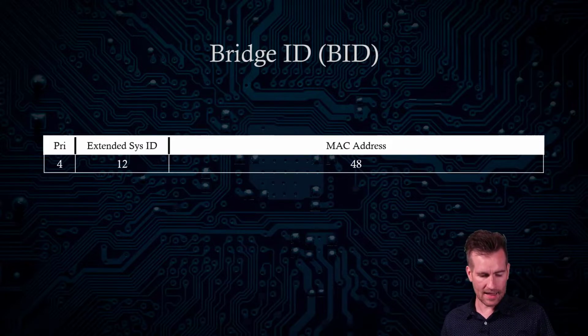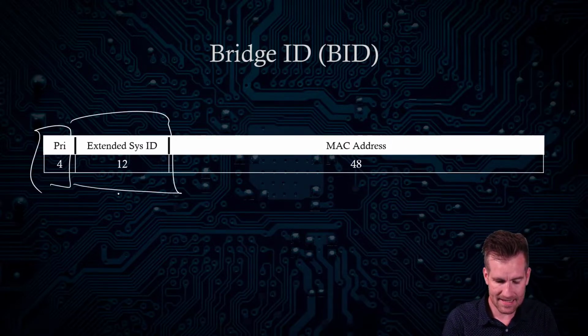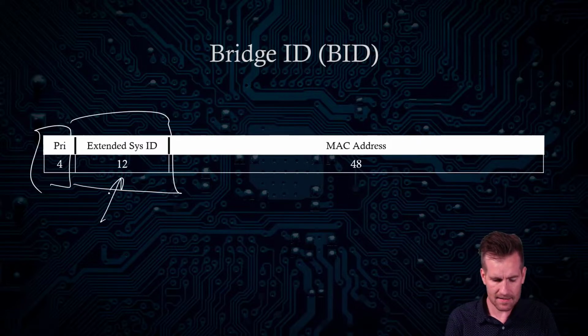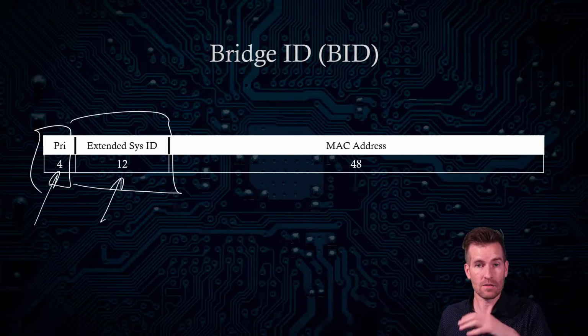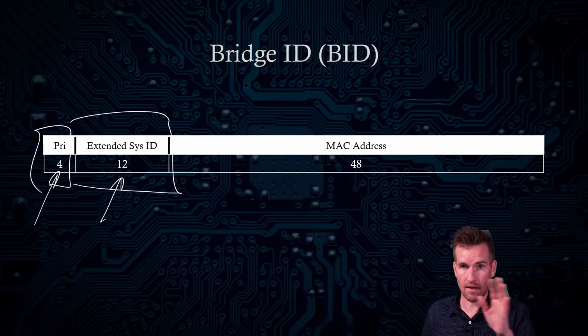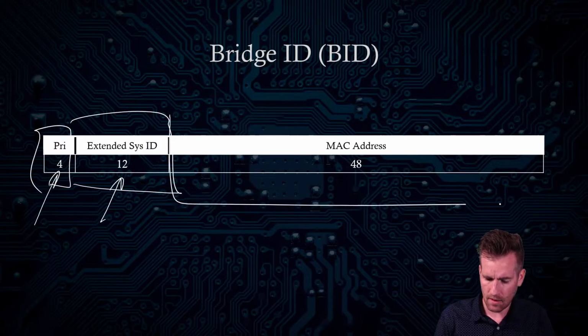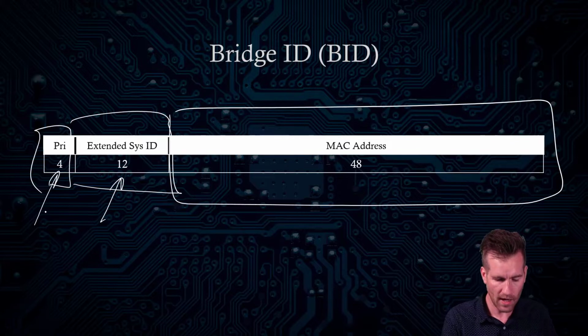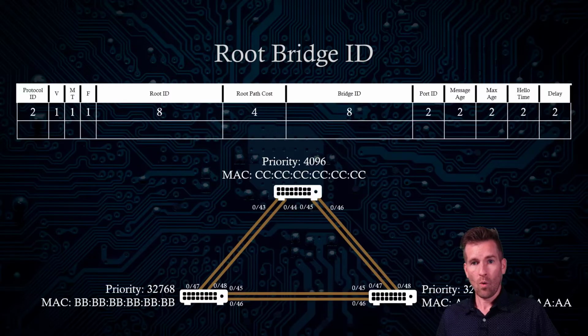Now, don't forget that the bridge ID is the priority plus the extended system ID, which we know is the VLAN. The priority is something that we set so that we can skew the results, or change the results, of which switch is going to be the root bridge. And then we have the MAC address, which is used when things are set to default, and we know the MAC address is going to be unique.